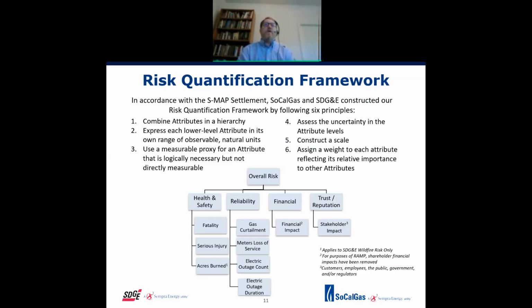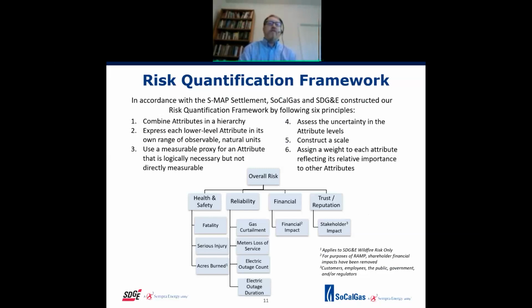So our risk quantification framework, that's what we call it at SoCalGas and SDG&E. It's basically our version of the multi-attribute value function. And you can see the 6 principles listed here. We followed all 6 principles. And you can see the visual demonstration of the risk quantification framework.